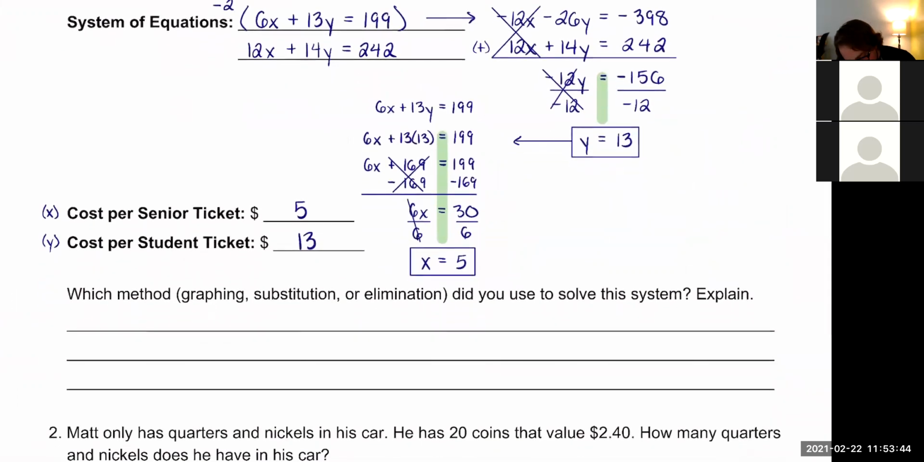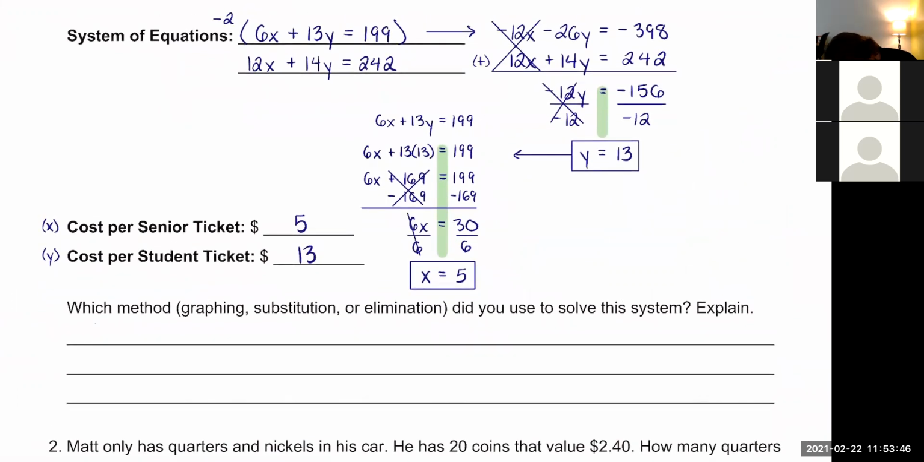Now, which method did we use? Elimination. And do you remember why we chose elimination? Because they were both lined up. So elimination because everything was lined up. Good.